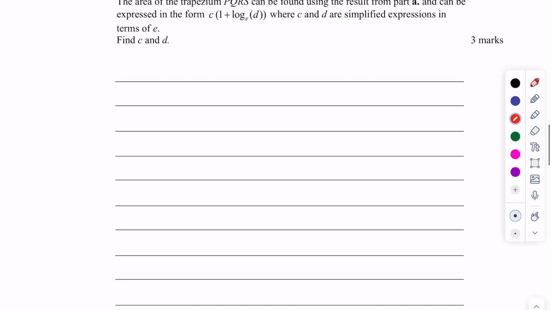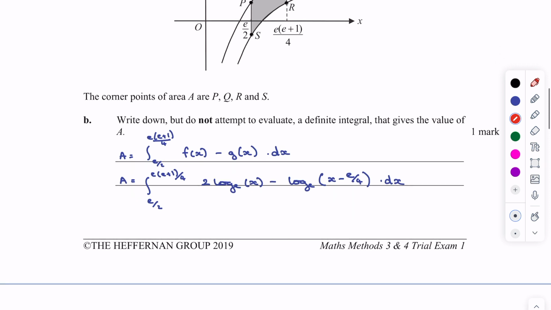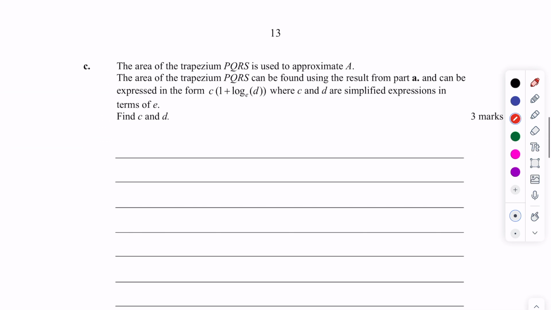Then it says the area of the trapezium PQRS is used to approximate A. The area of the trapezium PQRS can be found by using a result from part A and can be expressed in the form c(1 plus log e d), where c and d are simplified expressions in terms of e. Find c and d. Well, let's just ascertain what we're doing here. So what we're saying here is we've got a couple of points here.